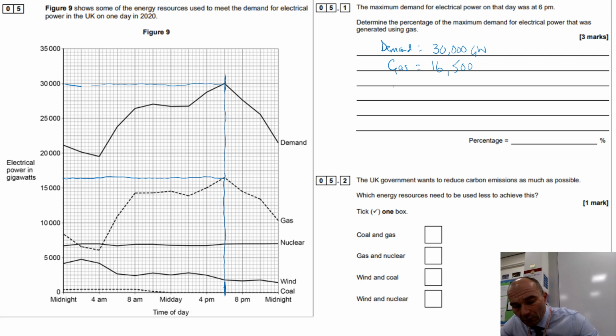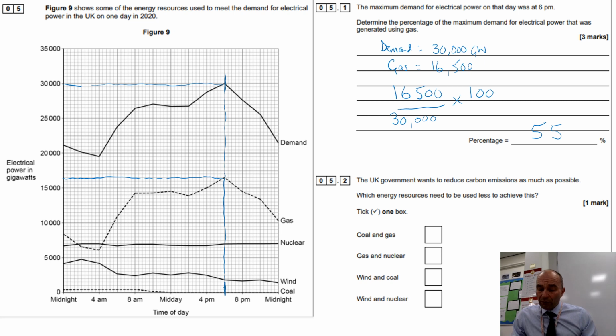And then, we've got to see what percentage of our electricity comes from gas. So we put the gas number at the top, 16,500. We divide that by 30,000, the total energy. We want to make it a percentage, so we need to multiply that by 100. If you put those numbers into your calculator, you'll come up with a correct answer of 55%. So there's quite a lot of work in there to get the 3 marks, because you need to be using the graph, and then you need to do the calculation. But if you get comfortable with it, it's 3 nice, easy marks.